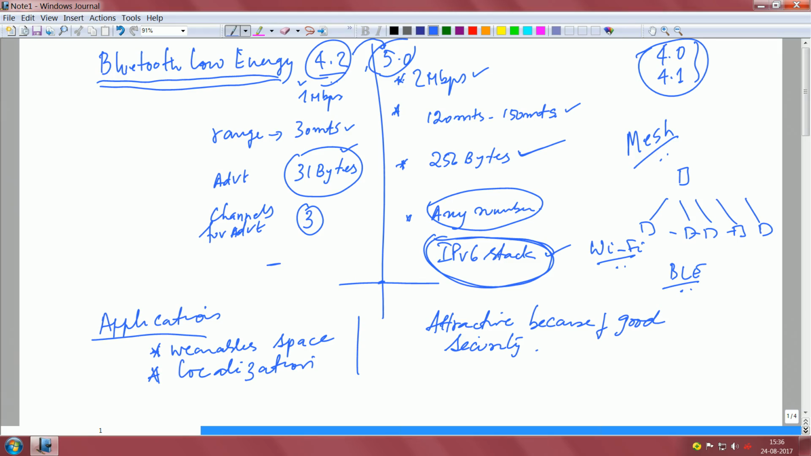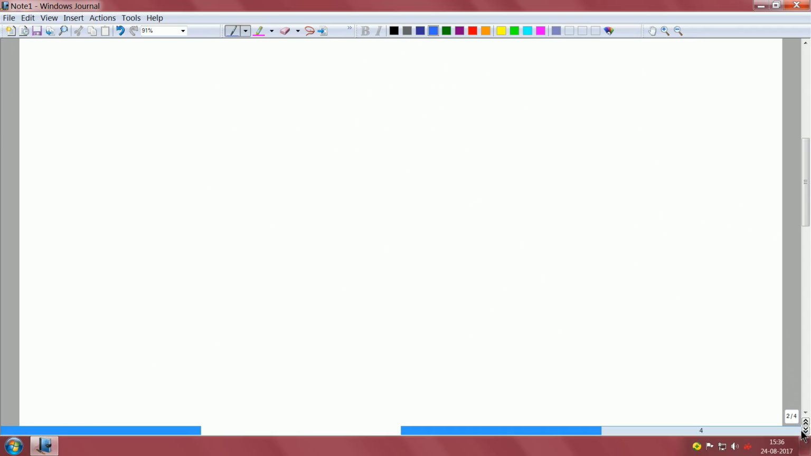And what kind of applications are we talking about? We are talking about wearables. Wearables is a big area for the design of Internet of Things applications, and that is one thing. Second, interestingly, BLE has gone into localization requirements. Recall many things that wireless networks can provide. One of the things they can provide is RSSI, received signal strength indication.